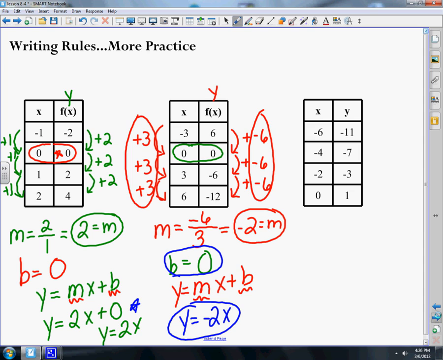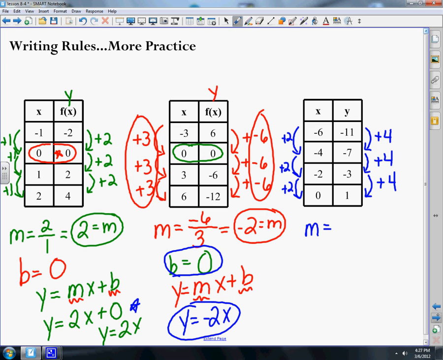So let's look at the final table and write a rule for this. So how does y change? What do I add to -11 to get to -7? +4. I add +4 to -7 to get -3, and I add +4 to -3 to get 1. Now I want to look and see how x changes. What do I add to -6 to get -4? +2. What do I add to negative 4 to get negative 2? Positive 2. And what do I add to negative 2 to get 0? Positive 2. Now we're ready to calculate the slope.